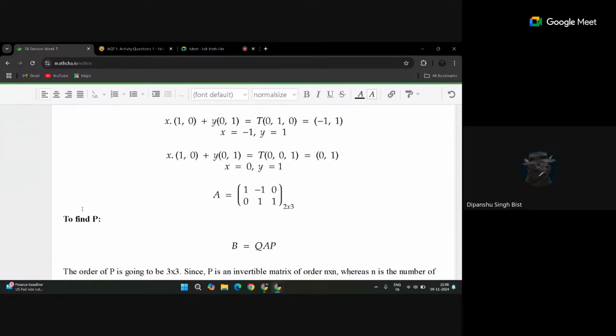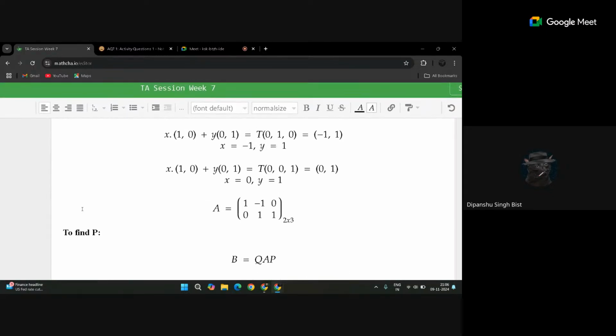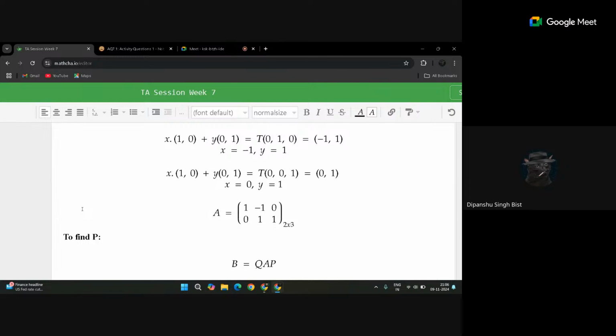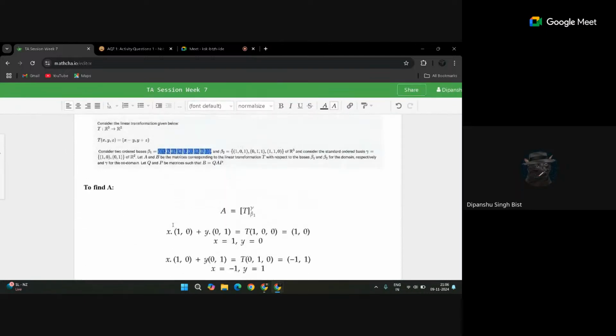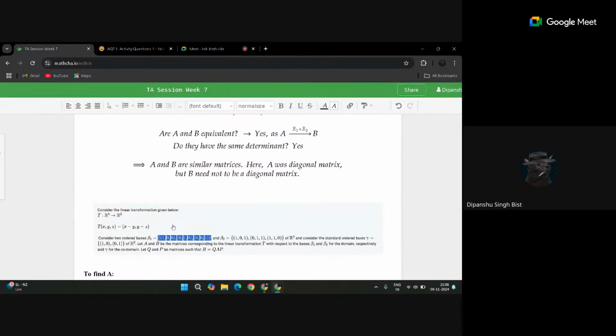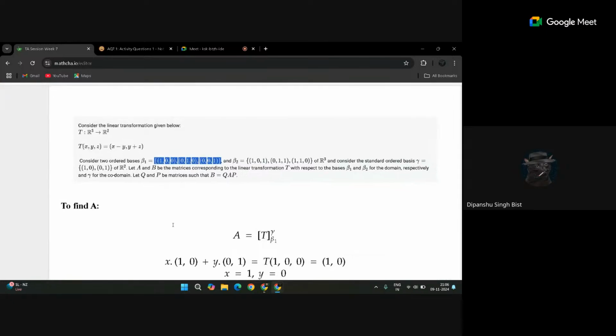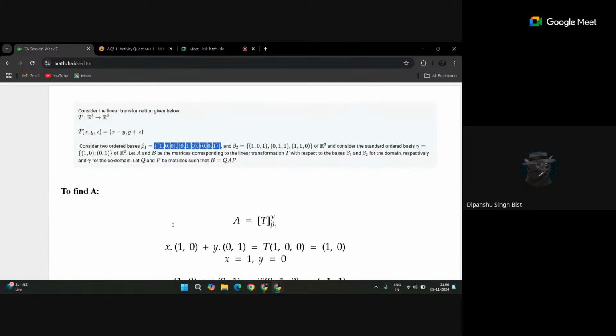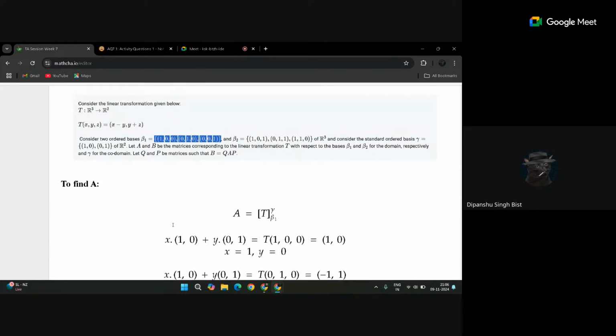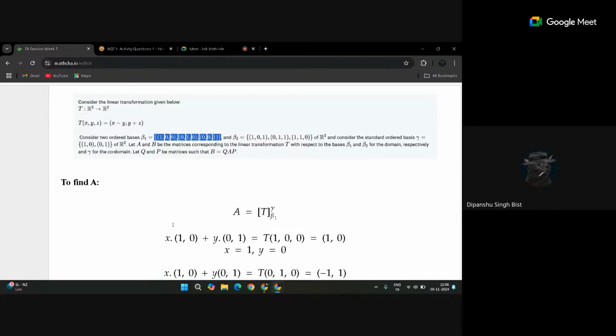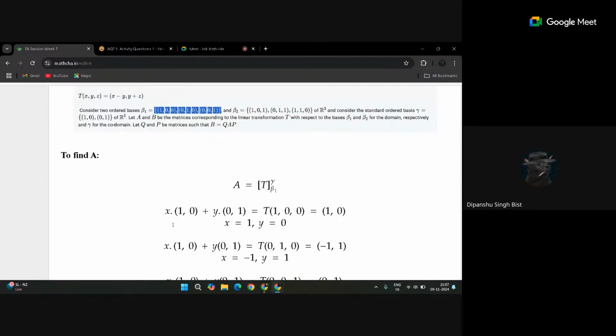So for Q, we have to express the ordered basis. Beta 1, beta 2, gamma 1, gamma 2. Just give me a second. Okay, got it.